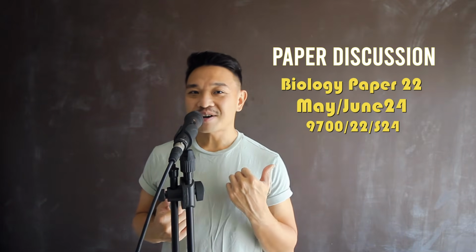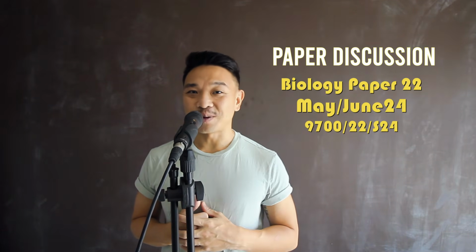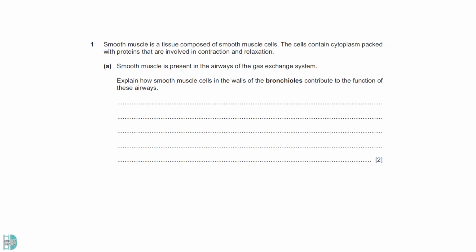This is a paper discussion video, so get ready with this paper and let's go through the questions and answers together. Question 1 talks about smooth muscle. 1a. Explain how smooth muscle cells in the wall of bronchioles contribute to the function of these airways.